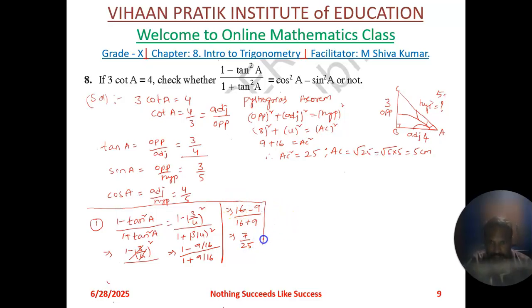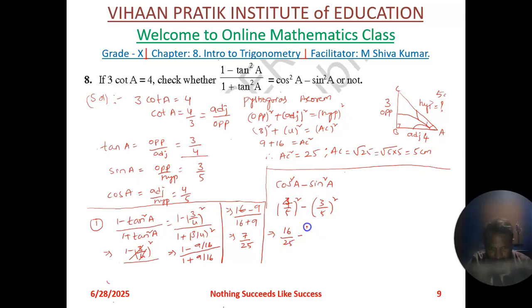Now we'll find out the second one, which is cos square A minus sin square A. Cos is 4 by 5, sin is 3 by 5, so (4 by 5) whole square minus (3 by 5) whole square, which will equal 16 by 25 minus 9 by 25, which will equal 7 by 25.